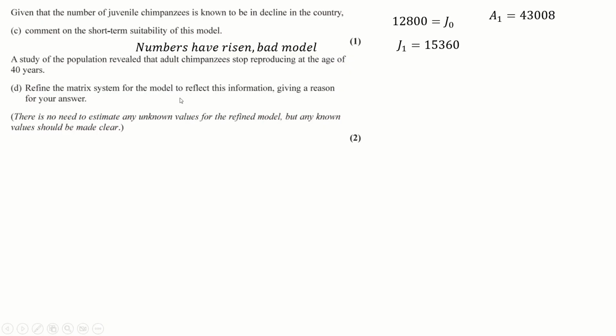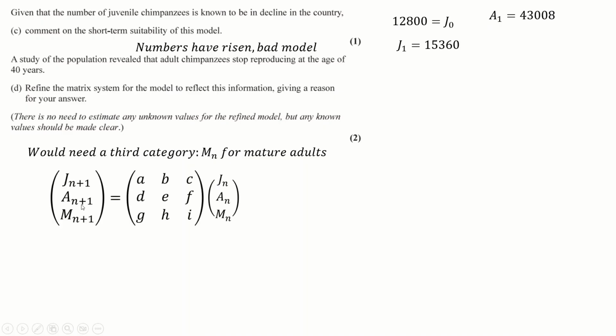Study of population revealed the adult chimps stop producing after 40 years. Refine the system. I think you can basically only get the marks here if you've seen stuff like this before. What you need to do is you need to reclassify and recategorize an entire new chimp category of these chimps that are above 40 years old and can't reproduce. So I called them M for mature adults, the ones that are too old to now reproduce. And what you need to say is, okay, you've got juveniles who are too young to reproduce, you've got adults who are reproducing, and you've got mature adults who are not.